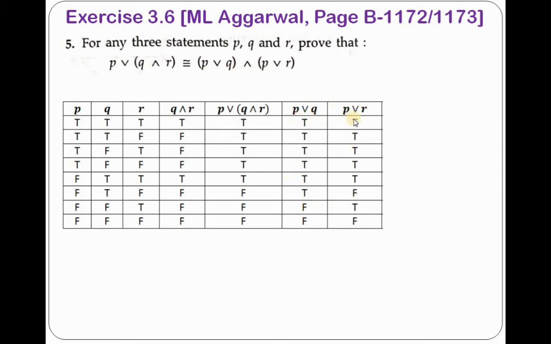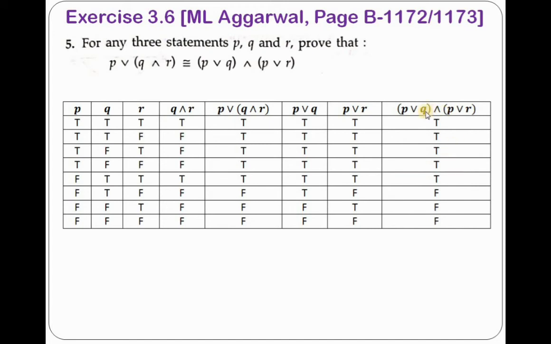So T and T gives me T, T and T gives me T, T and T gives me T, T and T also gives me T, T and T gives me T. Otherwise everything becomes false, right? So that's why this is my truth table for the right hand side.